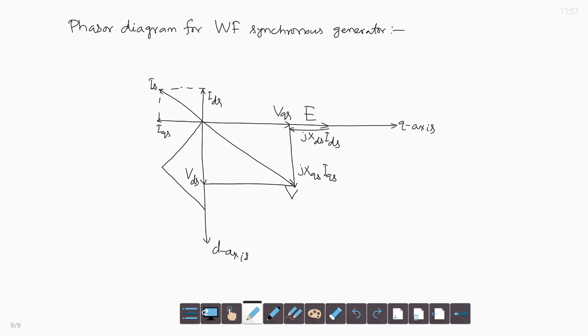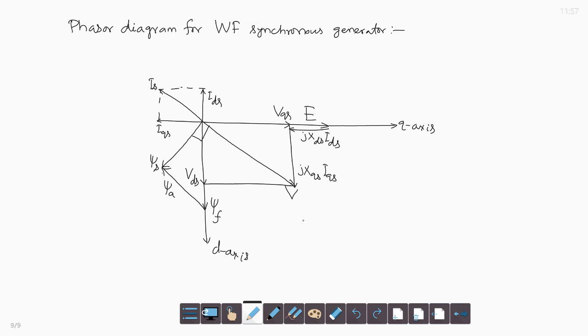At 90 degrees to the supply voltage V, we have the stator flux linkage psi s, which is the phasor sum of the field flux linkage psi f, which is along the D axis and lagging 90 degrees behind E, and the armature reaction flux linkage psi a, which is Ls into Is and hence in phase with Is. So, psi f plus psi a is psi s. This is the phasor diagram for generating mode.